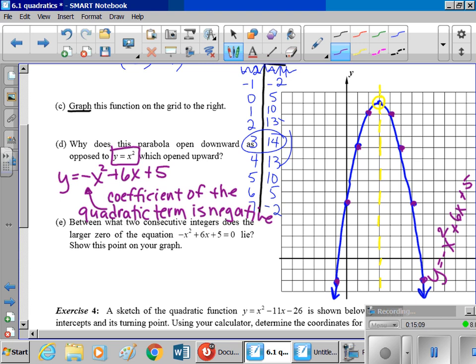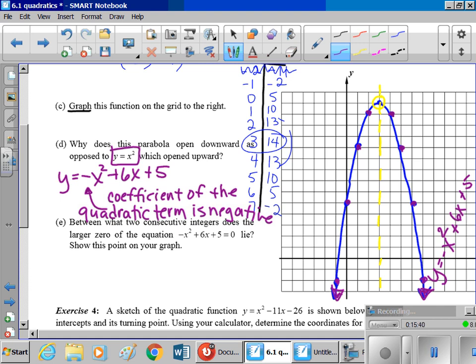Notice how this is polished too. I didn't bring this to your attention, but obviously you can't use a ruler for this, but notice how we have arrows. If they give you an interval, then you stop. But if they just tell you to graph it, you keep going, and your range is infinity down here, so you make sure you've got arrows here. E says, between what two consecutive integers does the larger zero of this equation lie? Show this point on your graph.